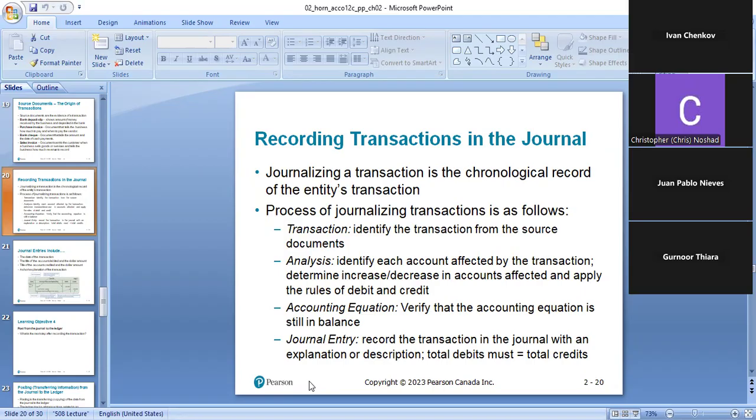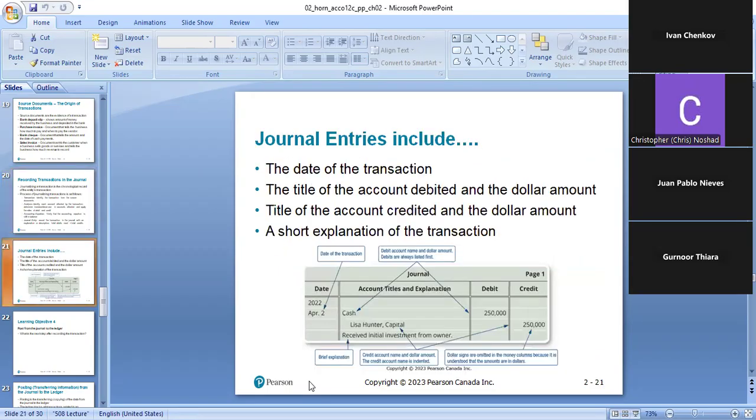The other thing we have to keep in mind is that we always keep the accounting equation in balance, meaning assets are always equal to liabilities plus equity. We do this with the journal entry, simply debit and credit. We also remember that debit always has to equal credit. They cannot be different. Whatever goes to debit, the same amount goes to credit. We're going to see in a second how we do this.